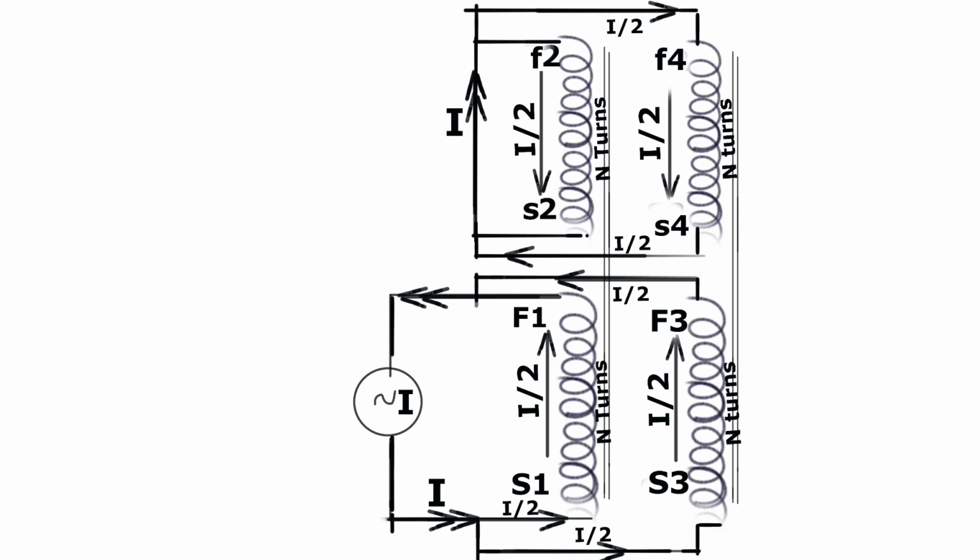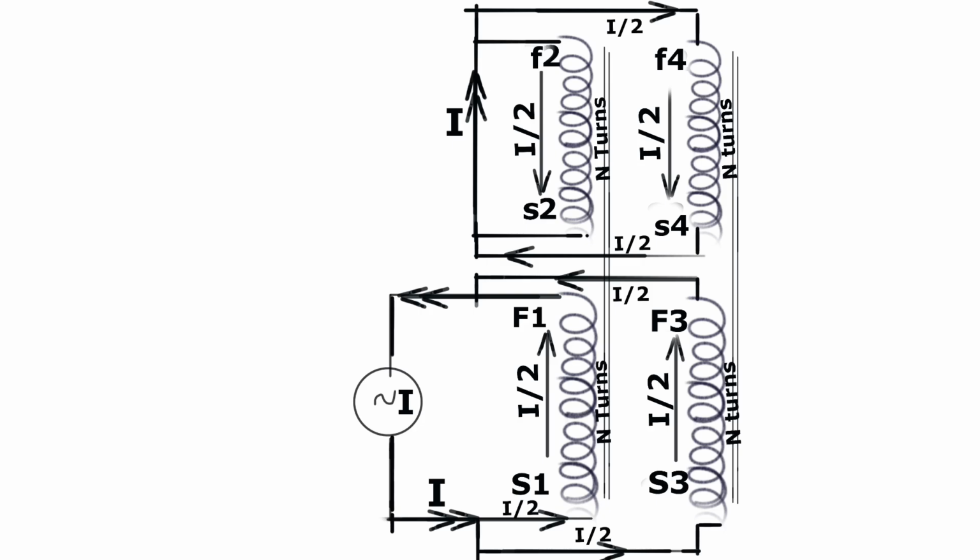Now, let us insert two more windings, winding 3 and winding 4, in the next limb of the core. Then, parallel winding 1 and winding 3 by shorting S1 to S3 and F1 to F3. Similarly, parallel winding 2 and winding 4. Let the short of winding 2 remain as it is.